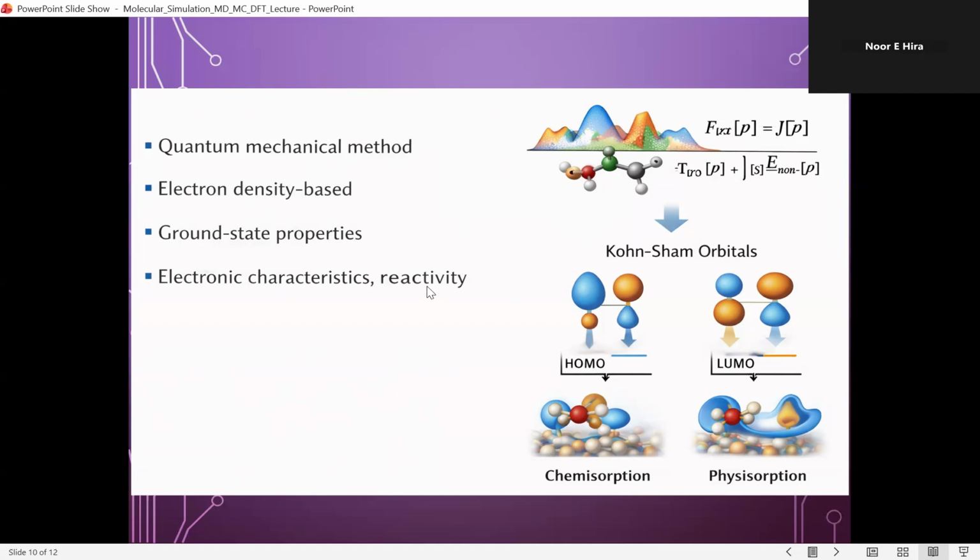For MD and MC, we didn't talk about reactivity. Here, it can also explain chemisorption along with physisorption. The HOMO and LUMO gap is calculated. It can also determine the electron transfer ability of the molecule, which one has acceptance, based on the values of the HOMO and LUMO orbitals.